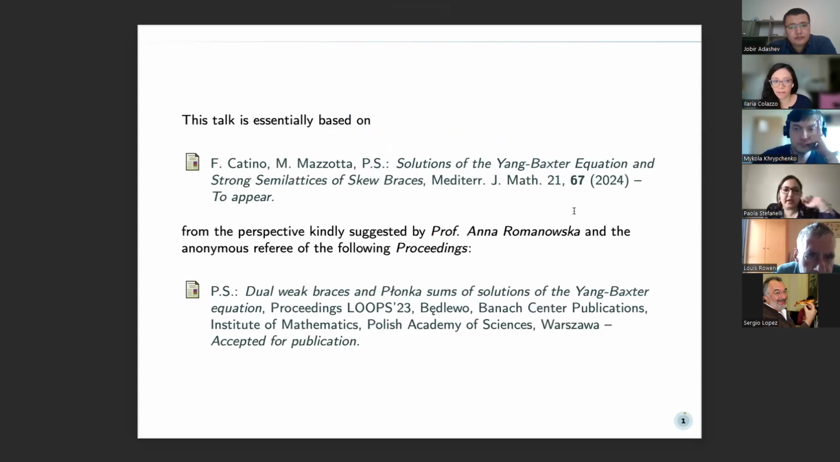Okay, this talk is essentially based on a joint work with Francesco Catino and Marzia Mazzotta. But I would like to illustrate the results contained in this paper from another point of view, that was suggested during a conference last year, Loops 23. Indeed, during this conference, I gave a talk about strong similarities of cube races, and someone from the audience noted some similarities with Płonka sums that I didn't know before.